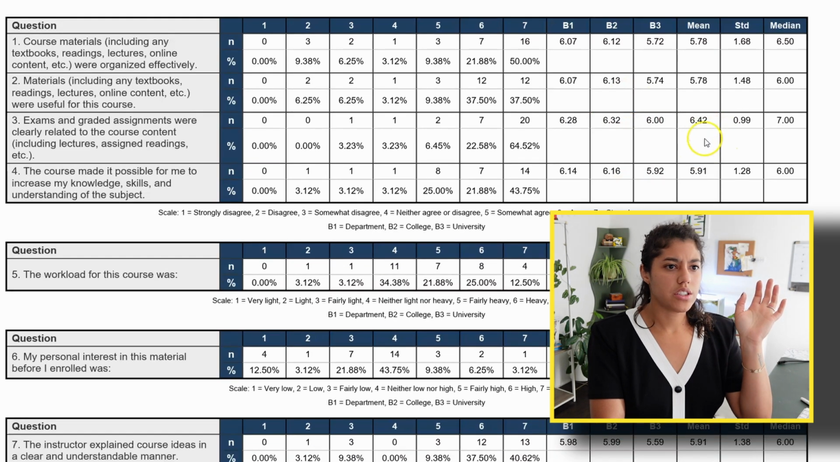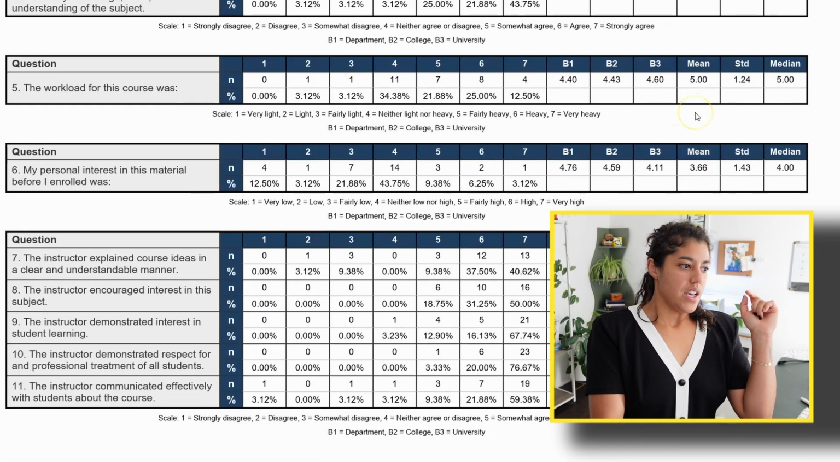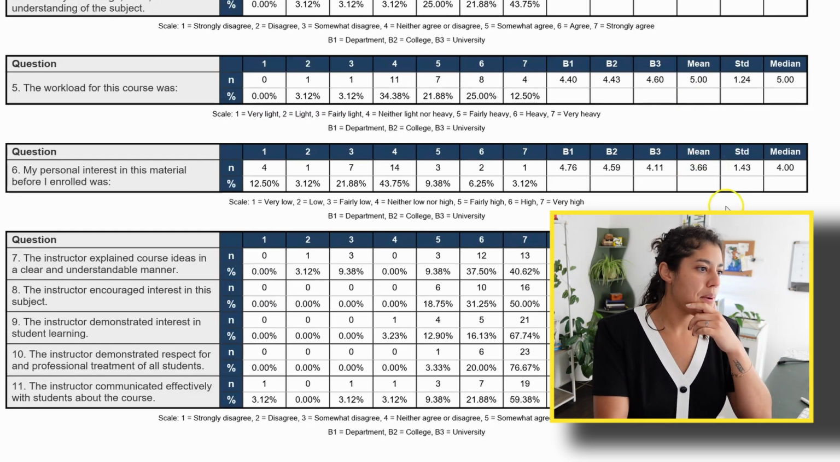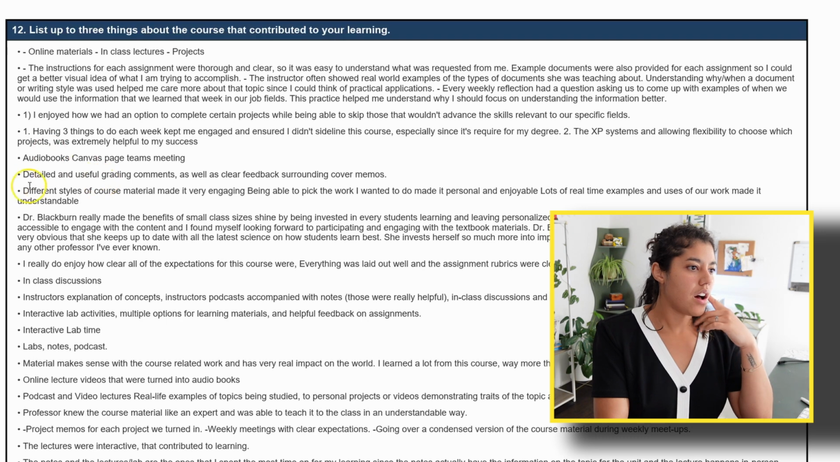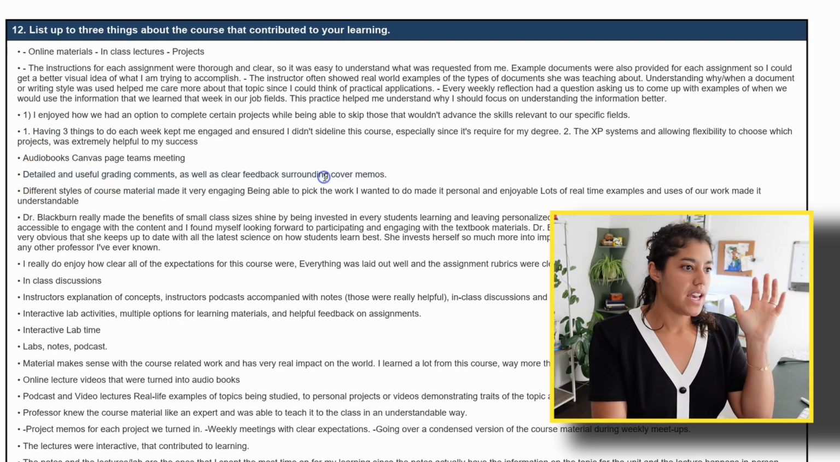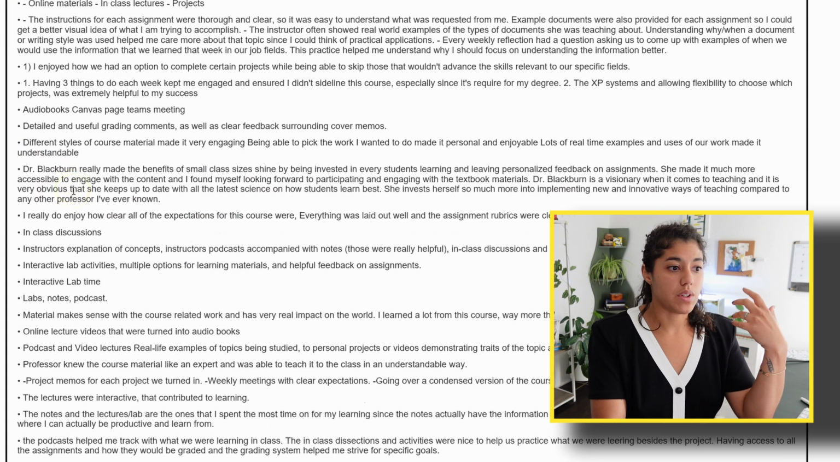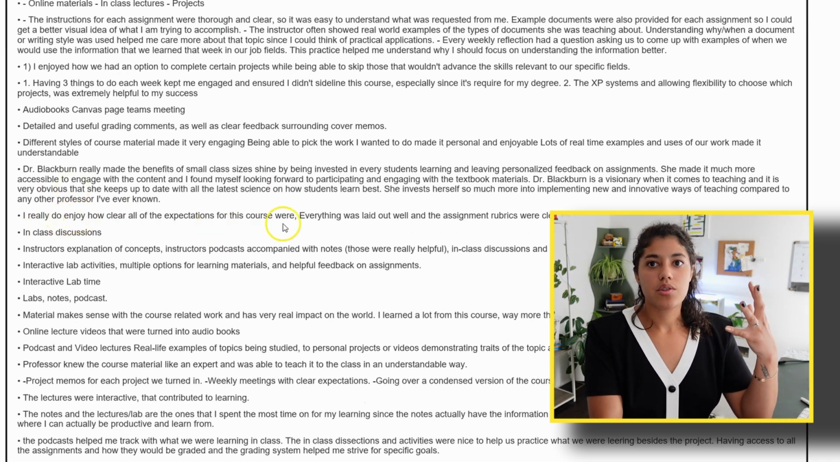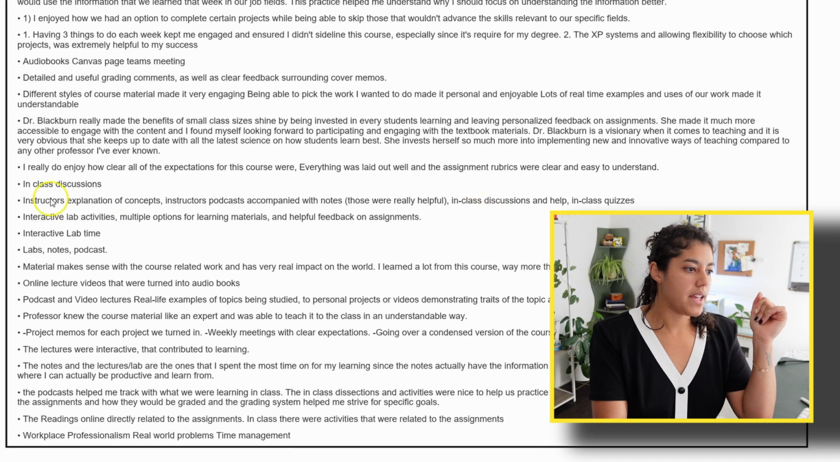I did find the workload a little bit hard, but it's a writing project class. It's going to be as hard as it's going to be, basically. People felt like there were detailed and useful grading comments with clear feedback. So that's great. And we'll look at exactly what the rubrics were like there. Clear expectations. Everything was laid out really well. So I don't want to change too much about my assignment pages because those were definitely bright spots that came up in a lot of the comments.